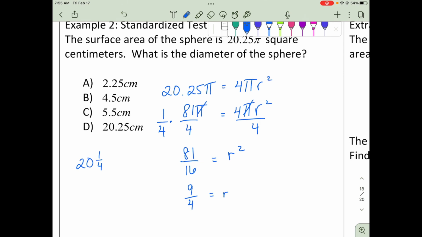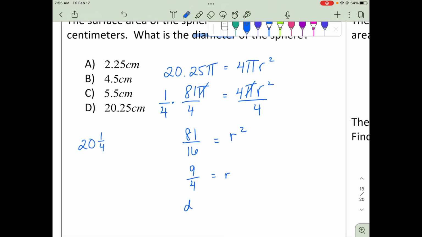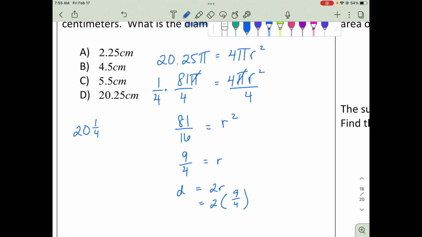Okay, and now we have to actually answer what the question is asking. So what is the diameter? Diameter is equal to 2r. So I'm going to do 2 times 9 over 4, and that's when we get 9 over 2, which simplifies to 4.5 centimeters.